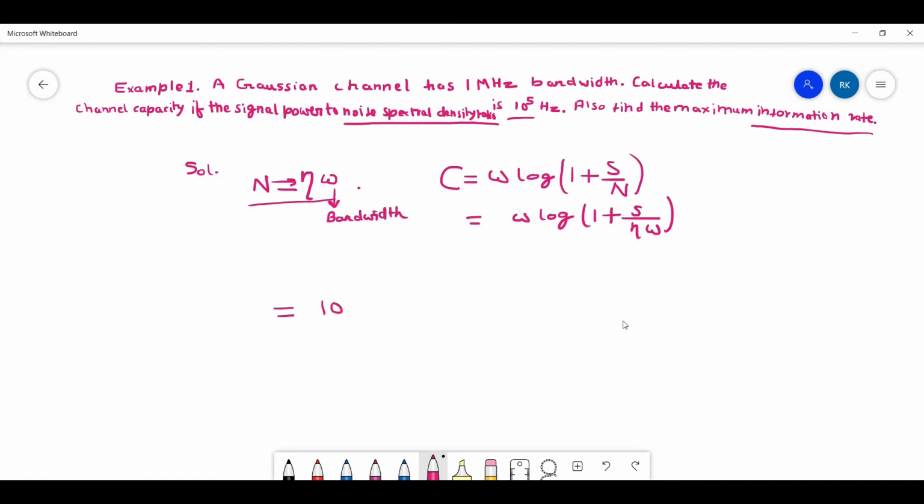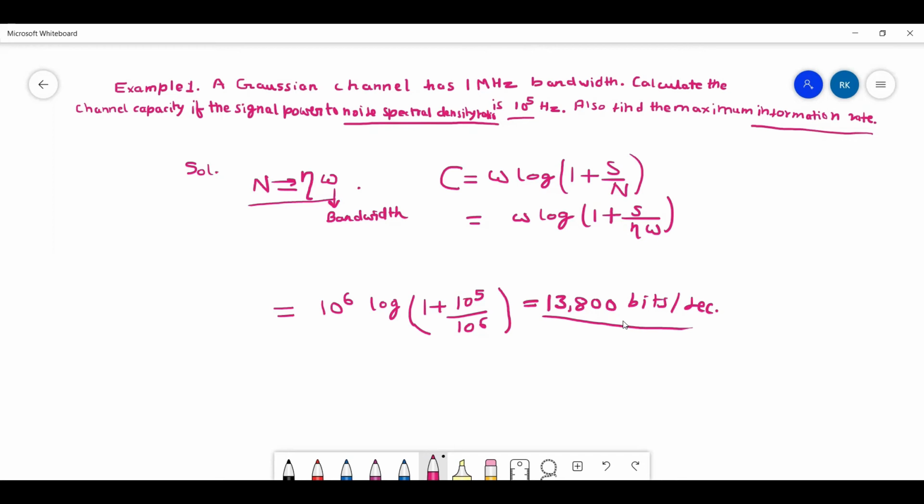We have 10 raised to power 6 hertz as bandwidth, and then we have 10 raised to power 5 hertz as the signal power, and that will be divided with 10 raised to power 6, and that will give us the answer in bits per second. Okay, so this is the answer for the first part. 13,800 bits per second is the channel capacity for that particular channel.